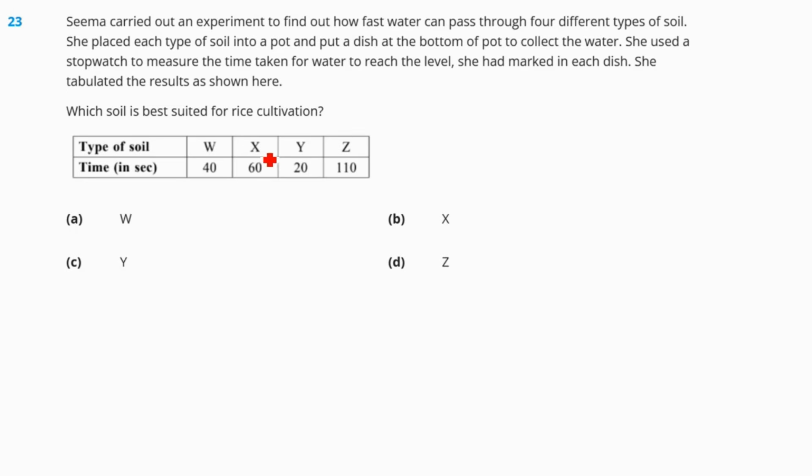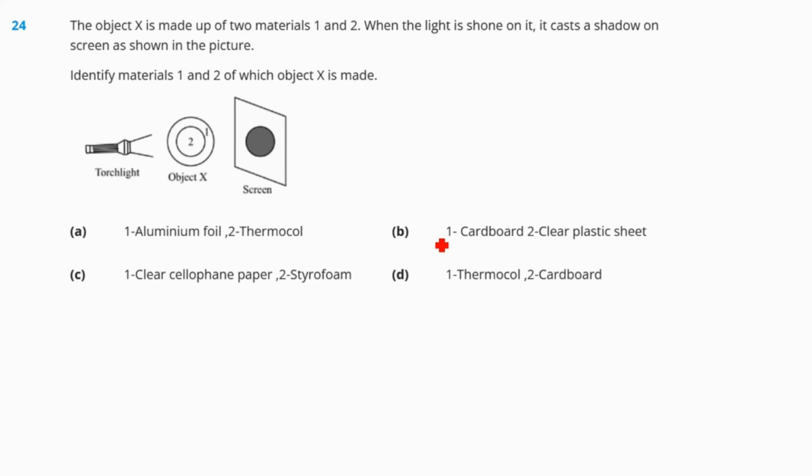So our most probable soil that is best suited for rice cultivation should be option Z, option number D. Why? Because it is a combination of all types of soil and it should have a good amount of water holding capacity. So it is Z.